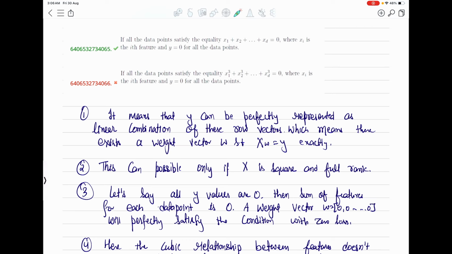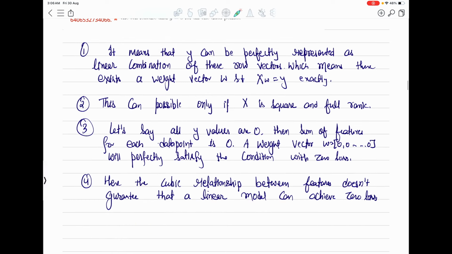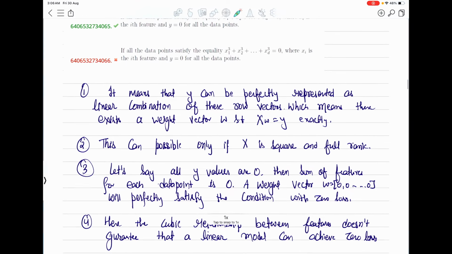and y will be equal to 0. Sorry, I am yawning. Okay, so that's it. Avoid that.